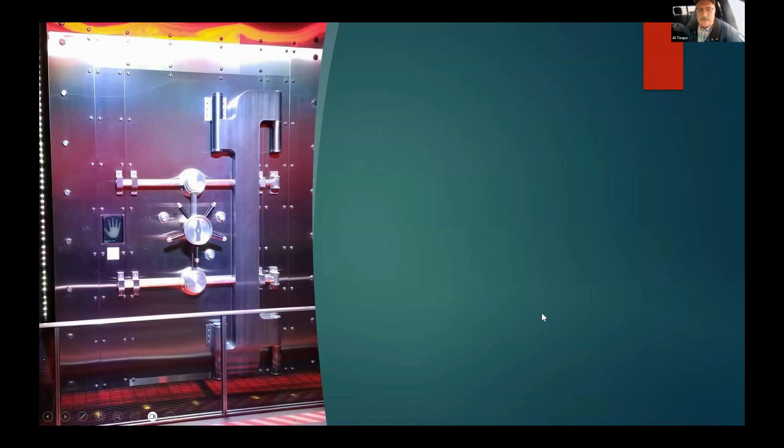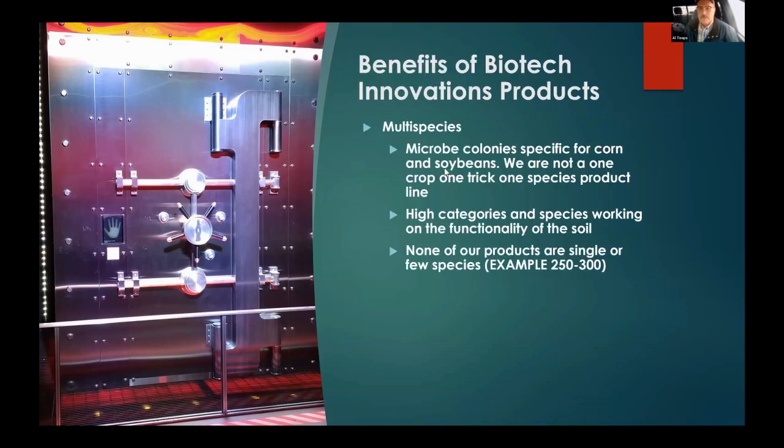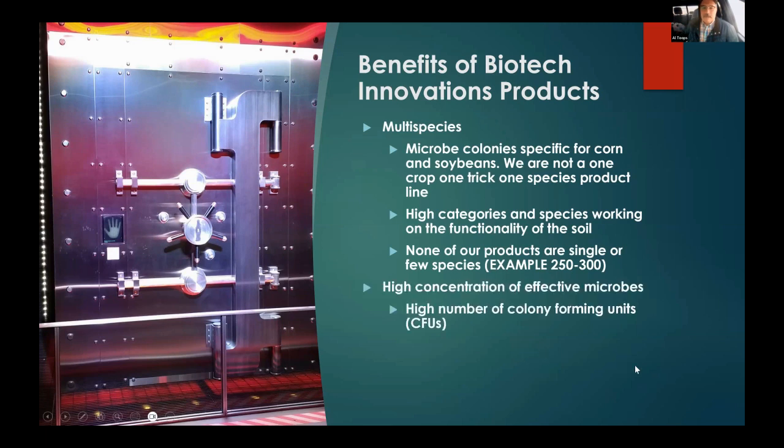So BTI, I'll talk a little bit about our product line. We don't just give out our organisms that are in the product. We're functional organisms. We like to look at the way our multi-species work in a system. We look at the cycle of the nutrient. We look at how those microbe colonies are specific for the crop. So we have specific colonies for corn and specific colonies for soybeans and other crops. We have them for rice and some others. And we don't have any single species products. Ours are all multi-species. High concentrations of effective microbes with really high colony forming units.